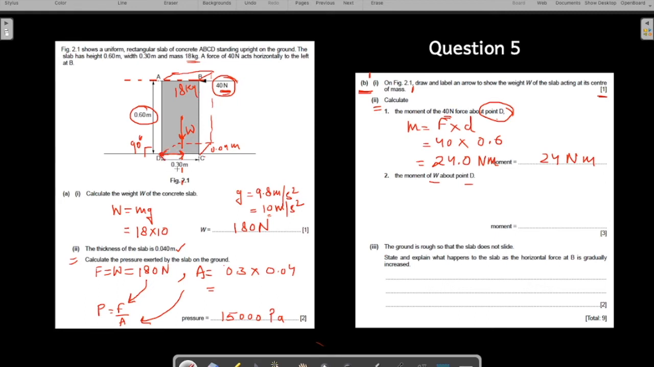How much is its measure? The perpendicular distance is 0.3 over D, multiplied by the force W. W you have already calculated, 180. So this is the value of your moment about the point D. It will come out to be 27 Newton meters.